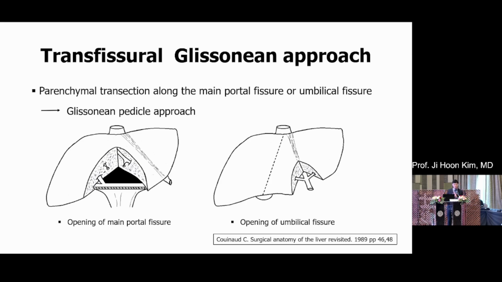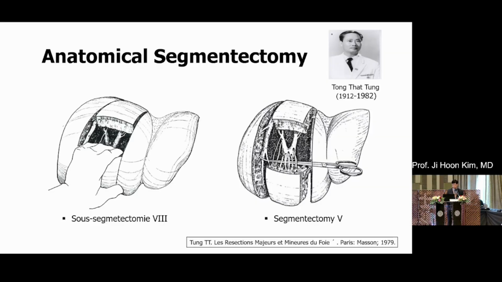Originally, the transfissural Glissonian approach was proposed by Dong-Taek Dung. He already performed anatomic segmentectomy before Makuuchi. He performed around 400 anatomical segmentectomies in the 1970s. His main technique is the finger fracture technique, like this.